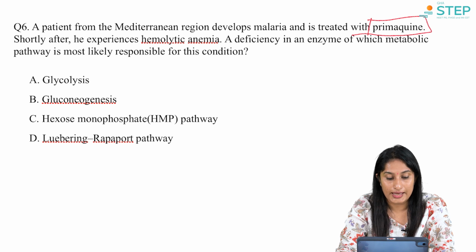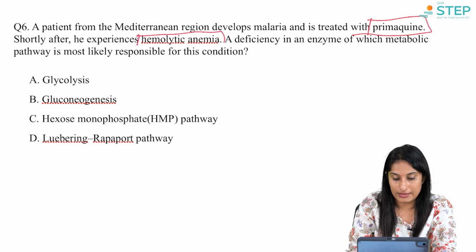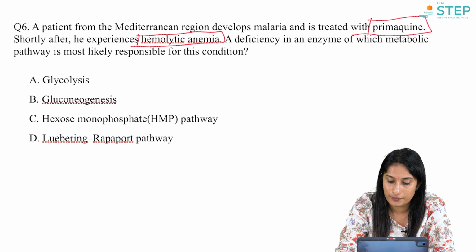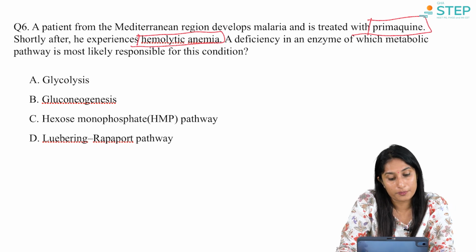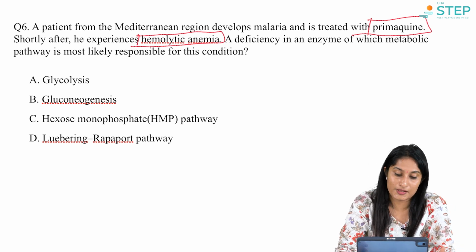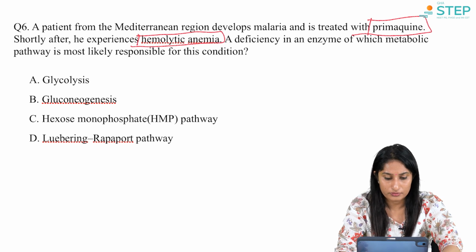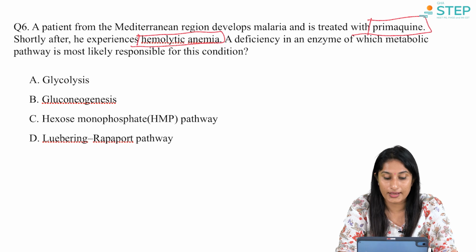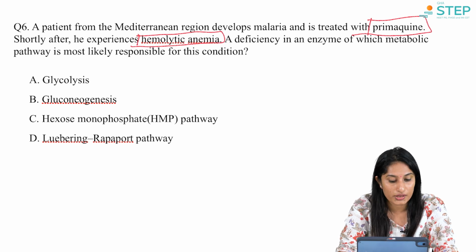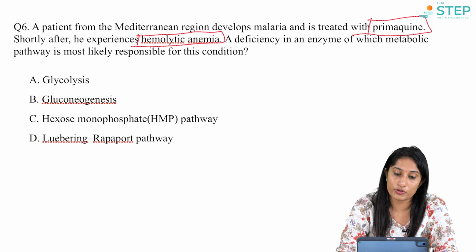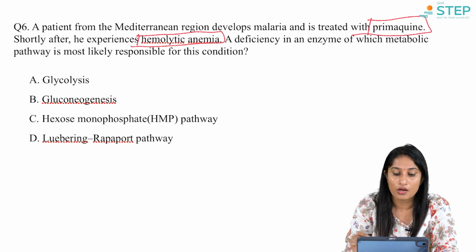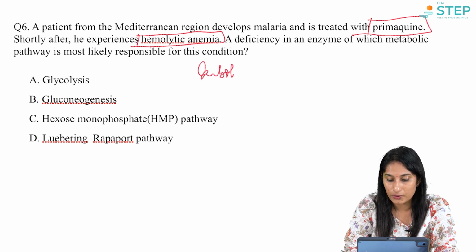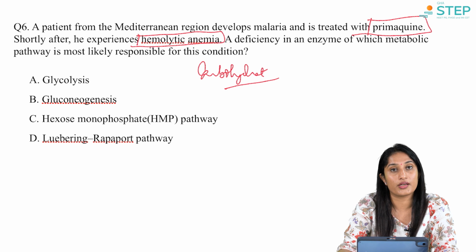Shortly after, he experiences hemolytic anemia. A deficiency in an enzyme of which metabolic pathway is most likely responsible for this condition? So, we have the options of metabolic pathways here. One is glycolysis, one is gluconeogenesis, third is hexose monophosphate pathway or HMP shunt pathway, fourth is Luebering-Rapoport pathway. What is common to all the 4 pathways? All the 4 pathways belong to which metabolism? They belong to the carbohydrate metabolism.